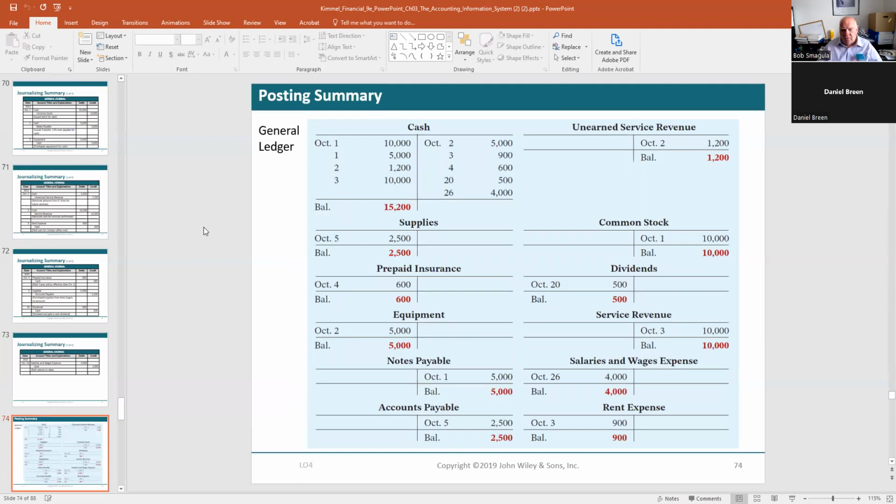Here is your general ledger and the balances. Cash. How do we get this number? 15,200 debit balance. Supplies, 2,500. Notice that all of the assets have a debit balance. The liabilities have a credit balance. So does common stock and revenues. Dividends and expenses have a debit balance.